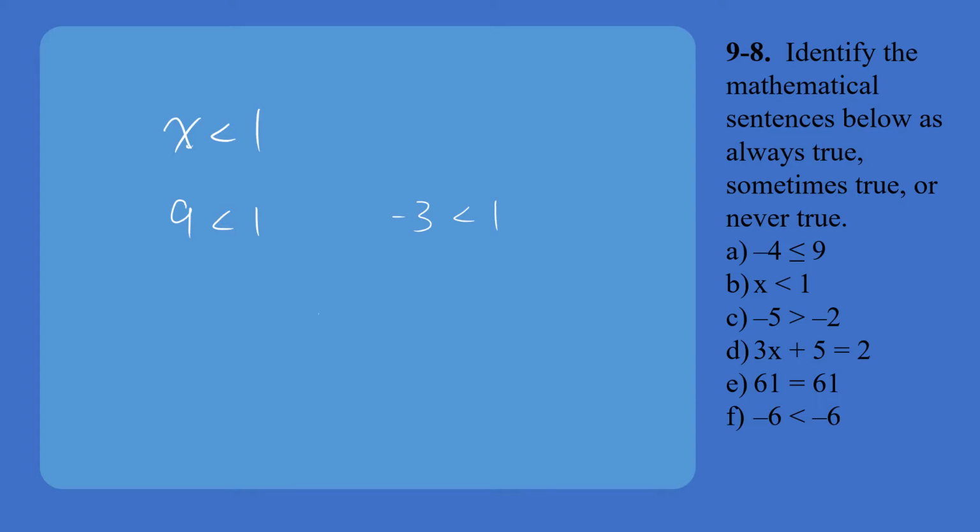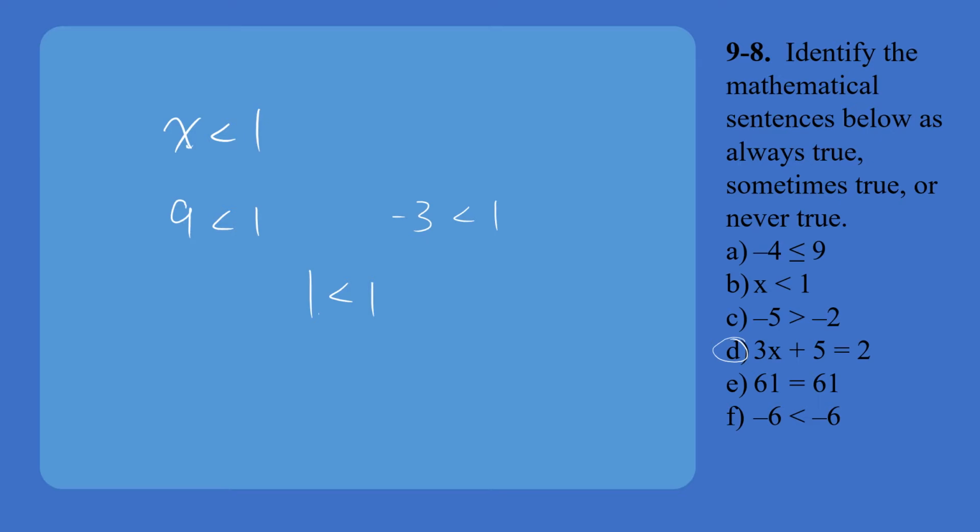I could pick x as 1. I could say 1 is less than 1, and that's false, right? 1 is not smaller than itself. So for this one with the variable here, that's sometimes true. And in fact, this one, D, is sometimes true also, right? 3x plus 5 is equal to 2. There's a value of x that makes that true. Most values of x will not make it true, but it's still sometimes true that 3x plus 5 is equal to 2, but it's not always true.